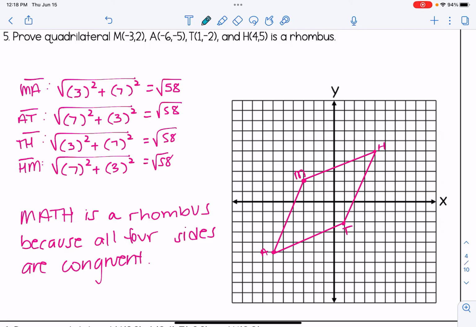Again, reminder, these are not questions. It is a rhombus. We just have to prove it. So we need to make sure our calculations show whatever the problem is trying to get us to show. My conclusion, pretty short: MATH is a rhombus because all four sides are congruent.